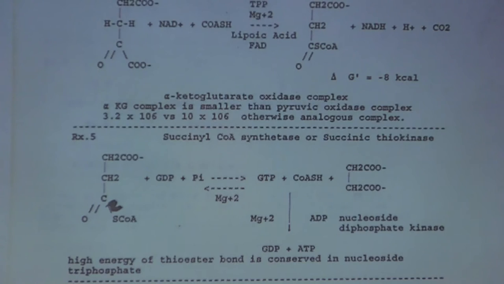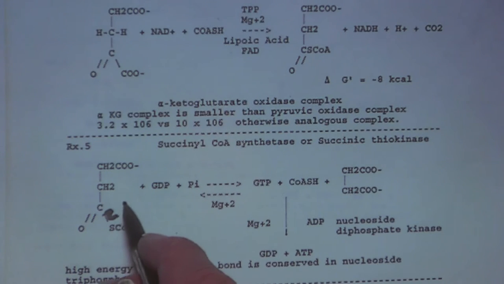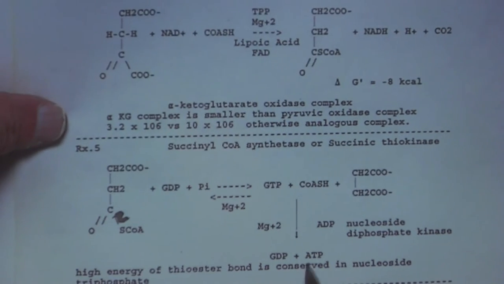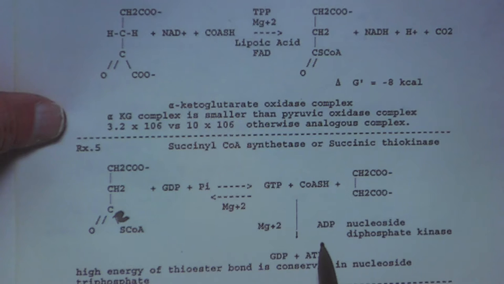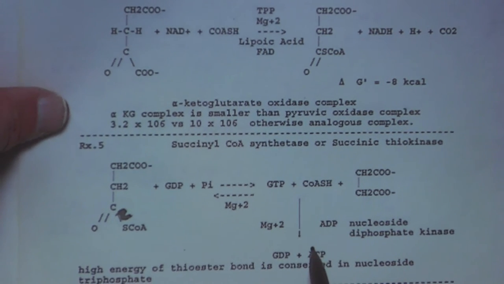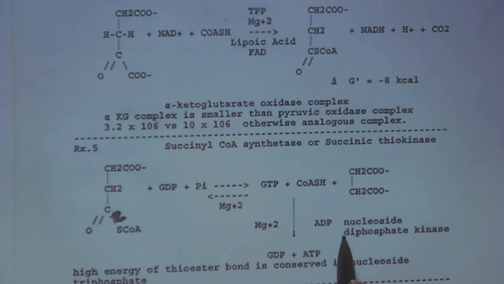Okay? So now in step 5, we break this bond here, the sulfur bond, that releases energy, and that energy is used to make an ATP. This is the only part of the Krebs cycle where you make an ATP through substrate level phosphorylation. This ATP here is made through substrate level phosphorylation.